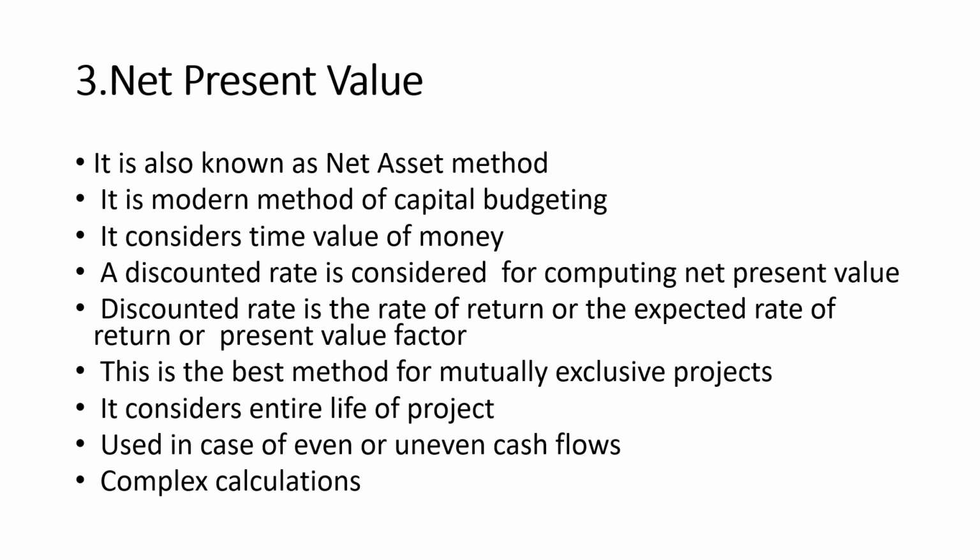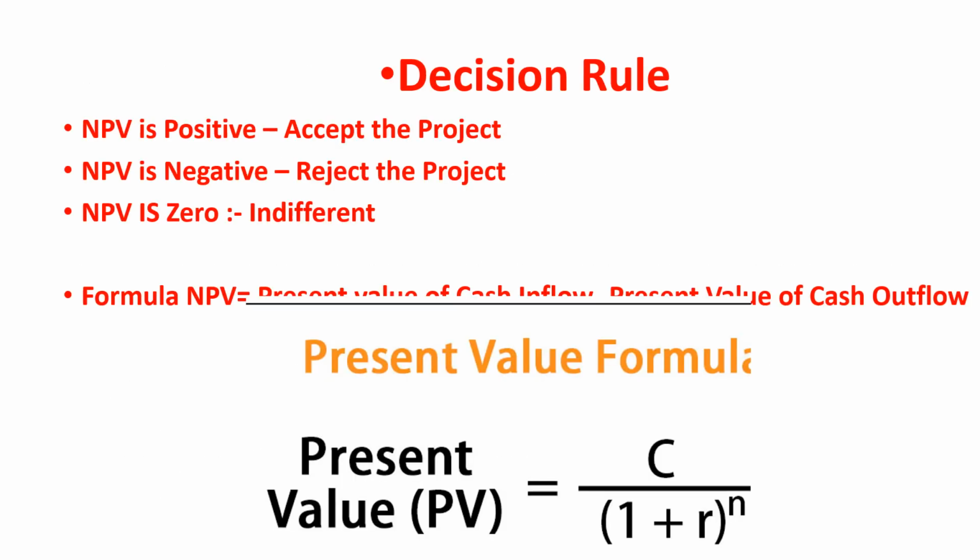Then it considers the entire life of the project. NPV considers the entire life of the project. It is used in case of even or uneven cash flow. Whether the cash flow is constant or not, NPV can easily be used. And the calculation in case of NPV is very complex because you have to multiply the cash flows through the discount factor, and again the sum of all those cash flows in all years is subtracted from the initial investment. Okay, this will give NPV.